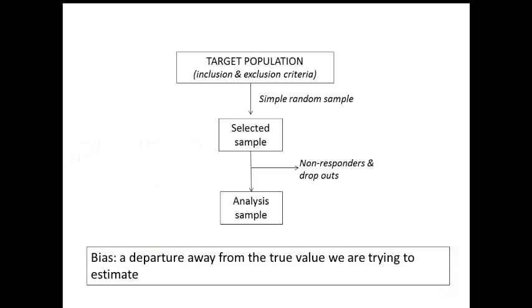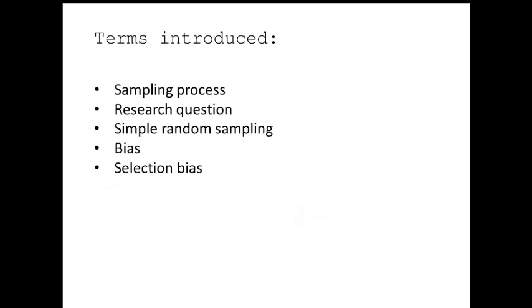So hopefully we've highlighted 3 important aspects of study conduct and design: formulating the research question, understanding the target population, and understanding the sampling process. So to help you navigate around these videos, here's a list of statistical jargon introduced in this video.